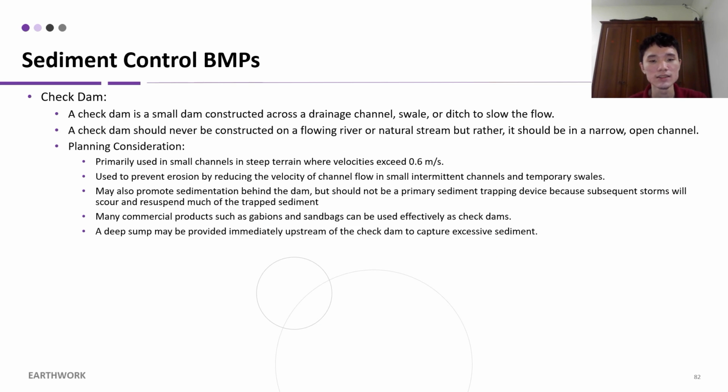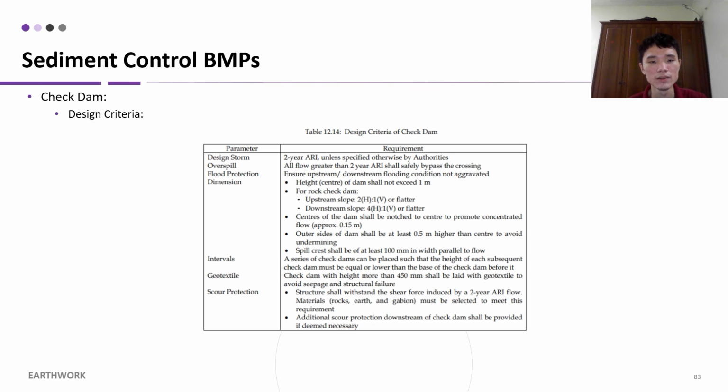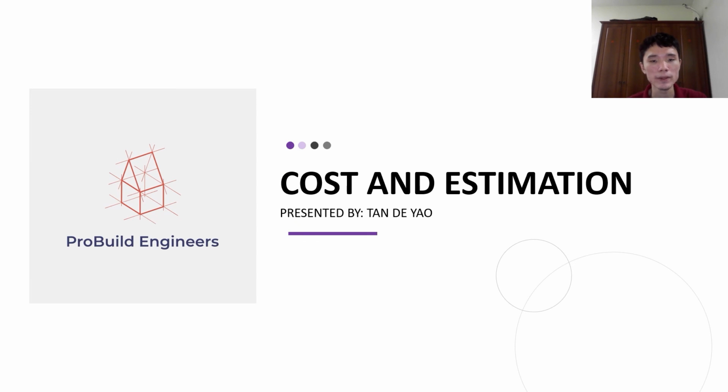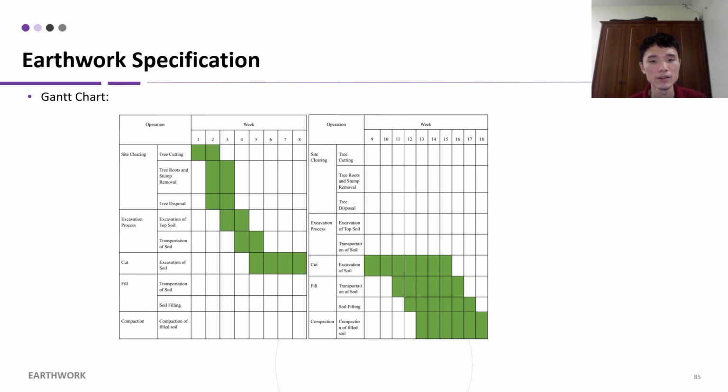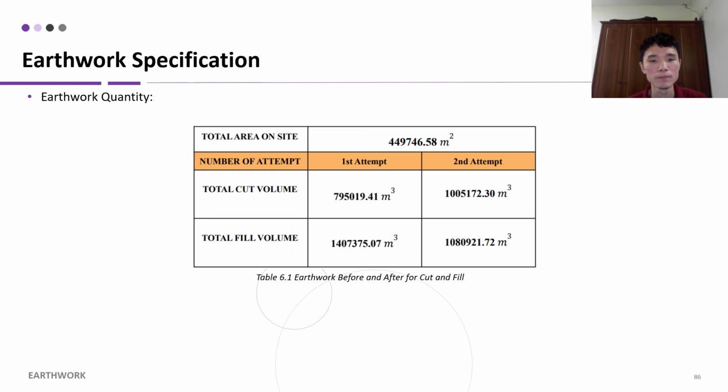Lastly, the construction of check dam is needed to prevent erosion. Here are the design criteria of check dam. Next, I will present the topic of cost and estimation. A Gantt chart is done to track the duration of work done to minimize the cost. Here are the results from earthwork calculation.